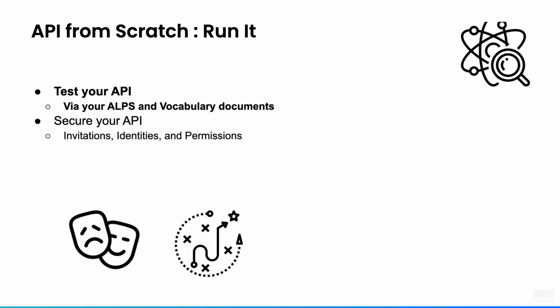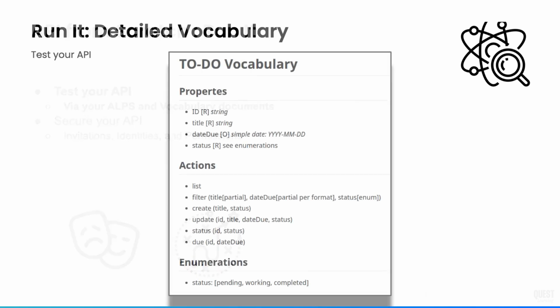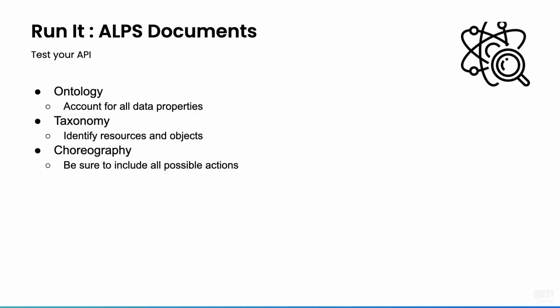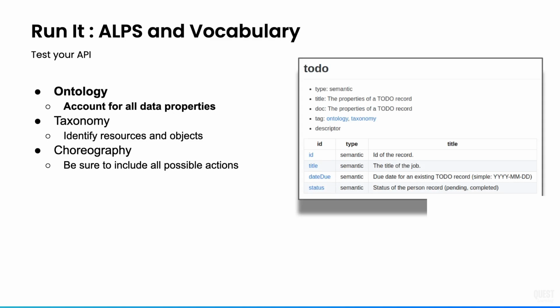So let's focus on testing the API using the ALPS and vocabulary documents from earlier in our process. Now, you may remember the to-do vocabulary. This was a great handy document which listed all of our data properties, all of our actions, and any enumeration rules. This has almost everything we need, but not quite. The implementation detail has one more element to it, and that's the taxonomy. We've got the ontology and the choreography. We've got the data and the actions, but we've got to identify resources and objects that we're going to be sharing as well when we create our tests.